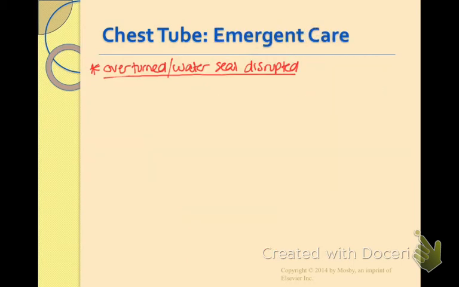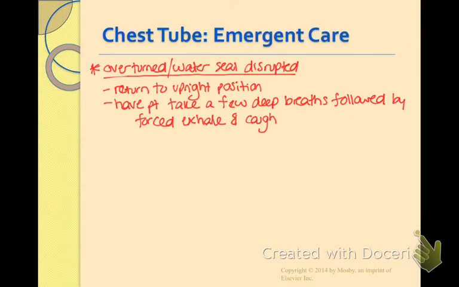Emergent care. So what happens if you're taking care of your patient and transport comes to pick them up or the tech's there or even you, and we overturn and disrupt the water seal? So remember that water seal is so important because it helps make sure that air doesn't go back to the patient. So as soon as we notice that it's tipped over, we want to return it to the upright position. Then we're going to have the patient take a few deep breaths followed by a forced exhale and cough. We're trying to reopen that lung and recreate that negative pressure. And by forcing exhale and coughing, we're allowing any air that may have gotten in to be pushed out.